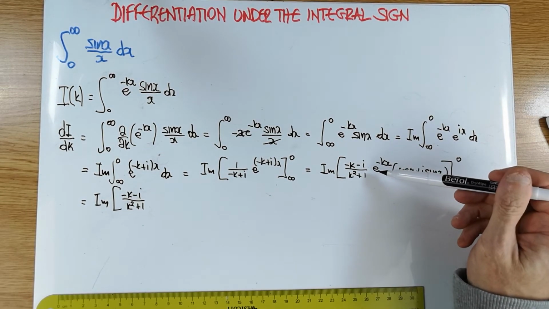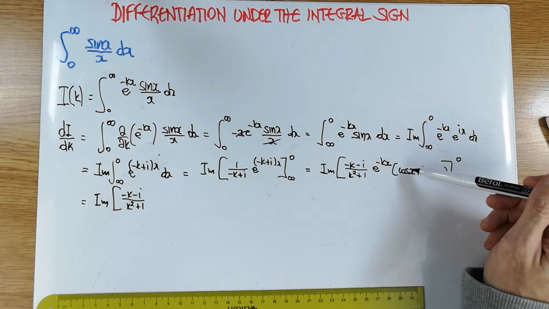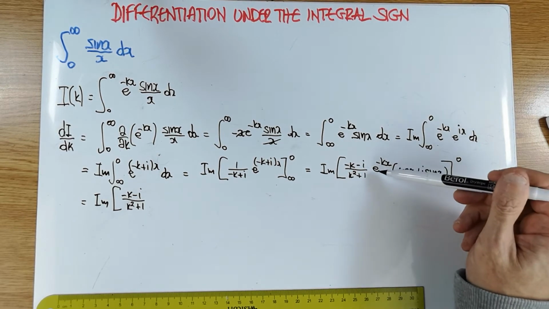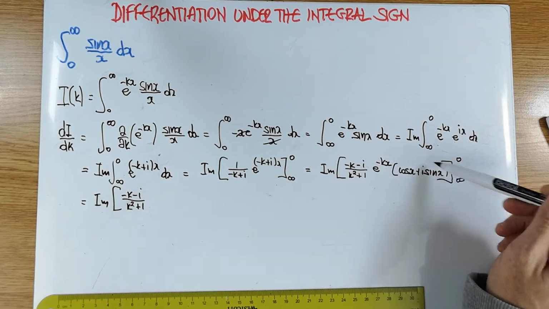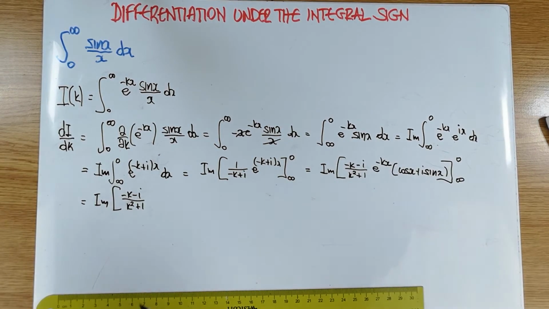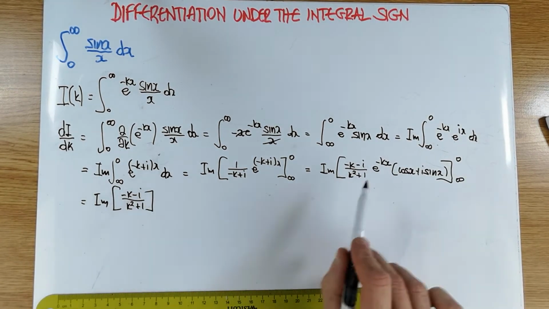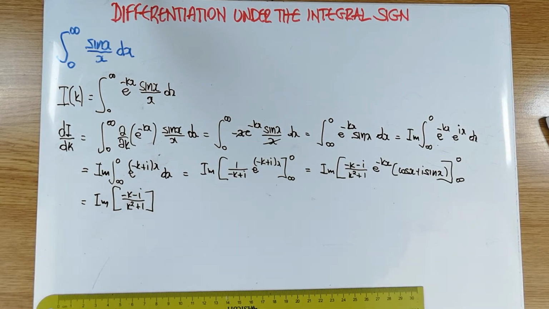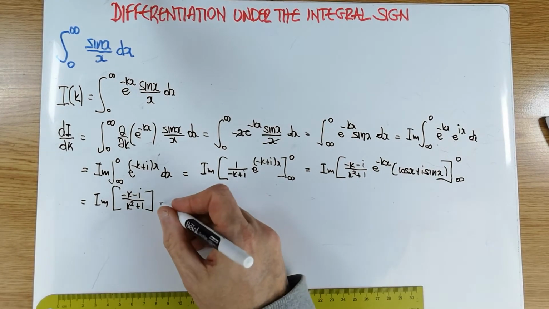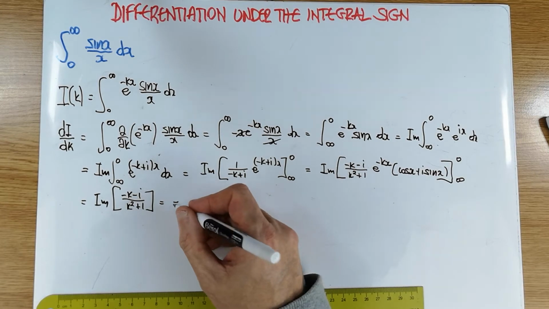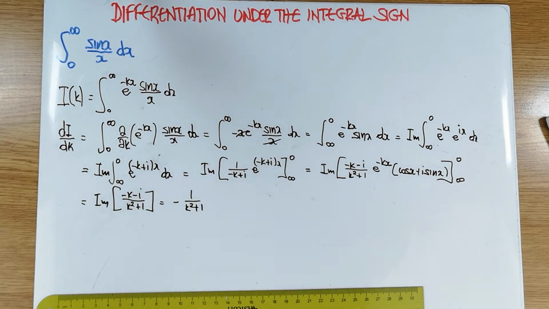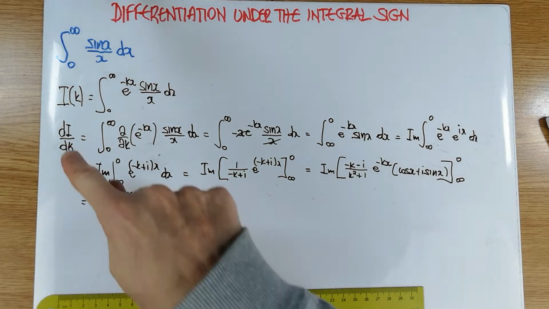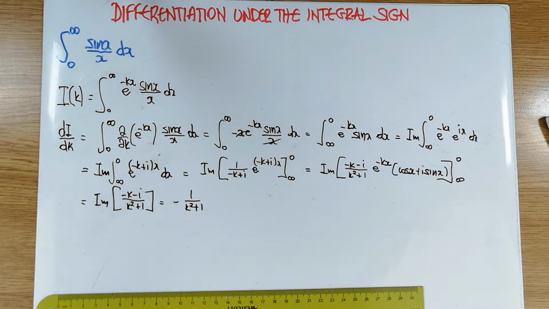And if we let x tend to infinity, what's going to happen now? If x goes to infinity, this will be finite, okay? However, this will go to 0. So all of this thing will go to 0, taking along this bit here as well. So that's the only thing that will survive. And now we just need the imaginary part of that, which is going to be minus 1 over k squared plus 1. So we found that dI/dk is just this quantity here.